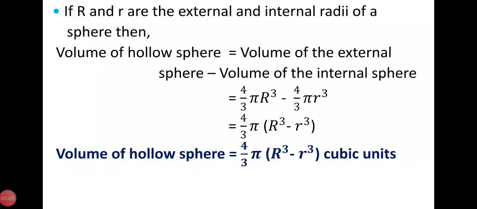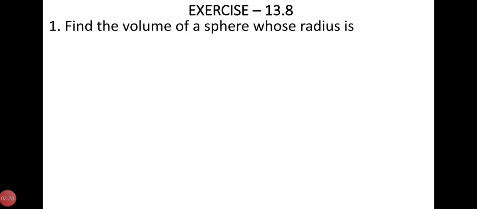Therefore, to find out the volume of a hollow sphere, we use the formula 4 upon 3 pi into capital R cube minus small r cube, and the unit is cubic units. Let's solve exercise 13.8 based on volume of sphere and hemisphere. So, exercise 13.8, question number 1.